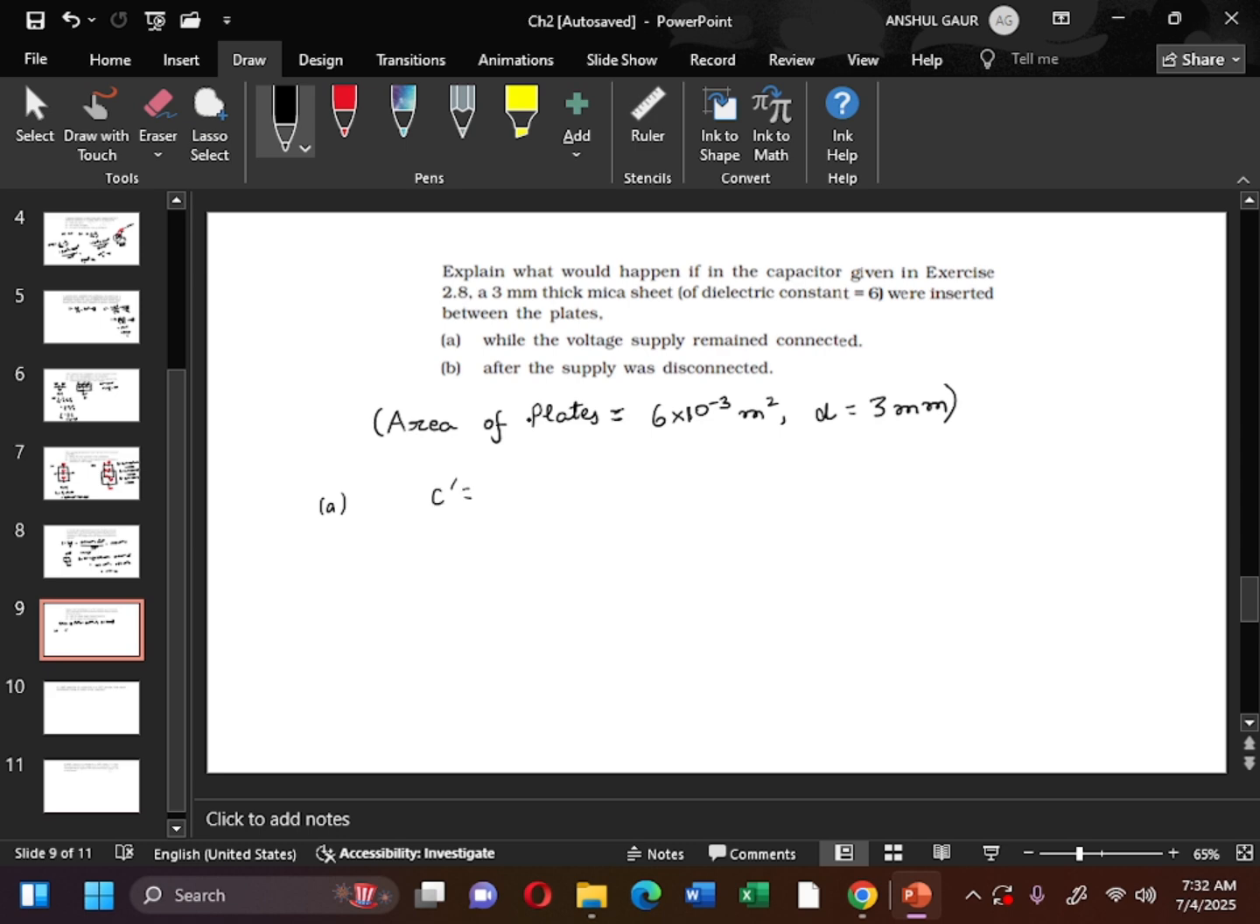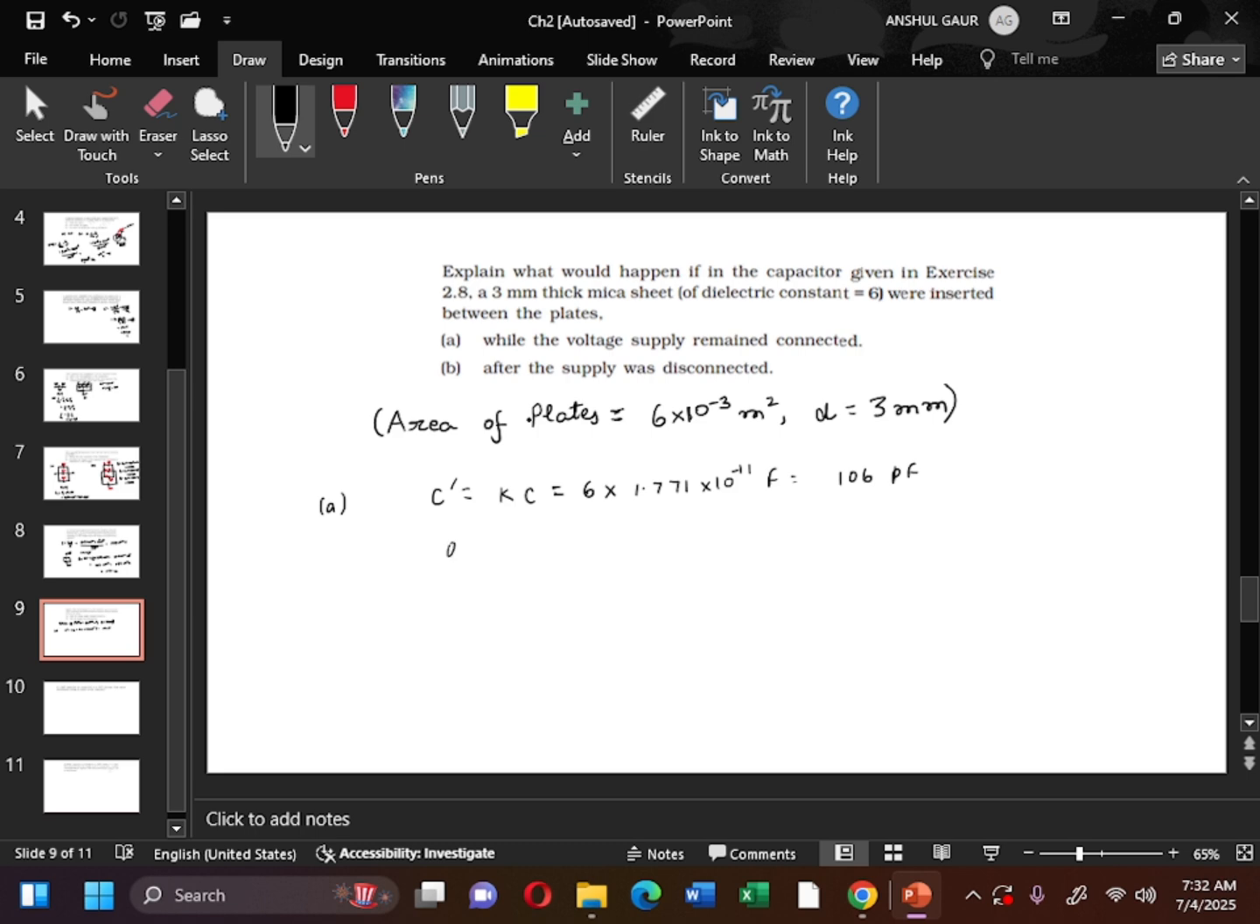So the new capacitance C dash is equal to K times C, where K is the dielectric constant, which is given as 6. And the earlier capacitance, which we have calculated in the previous problem, is 1.771 into 10 raised to the power minus 11 farad. After solving, this value comes out to be nearly 106 picofarad. So this is the new capacitance.